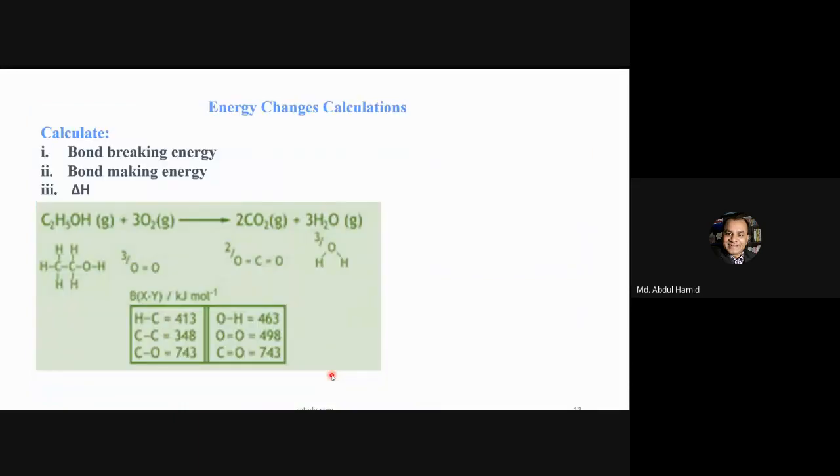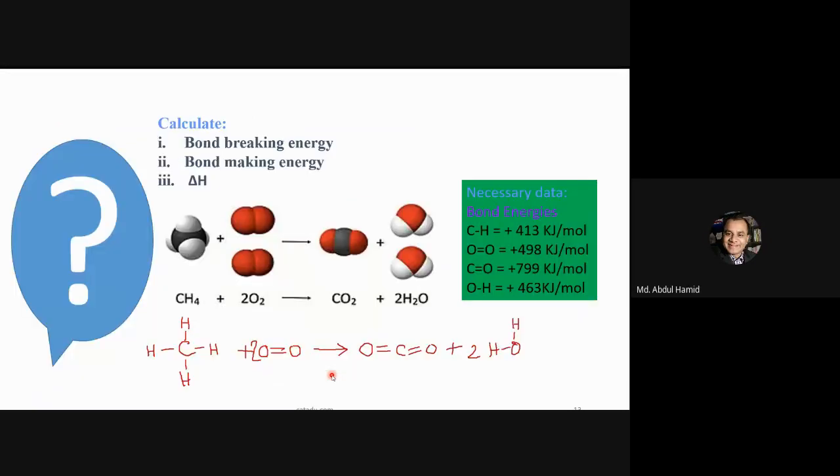Another example, C2H5OH. This is ethanol and water. You are getting carbon dioxide and water. So this reaction, you have to do it. Data is given, so take the screenshot. This is your homework. You have to complete it at home and compare with my answer. Can you take the screenshot of this one? Only this page. This will be your homework, or you can take a picture with your phone. Okay, you have taken.